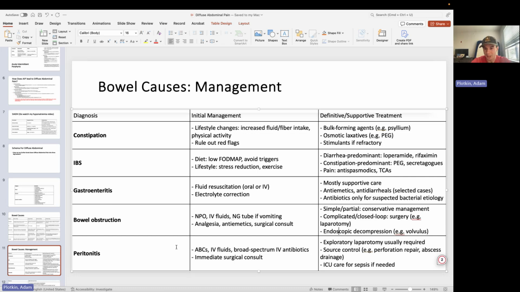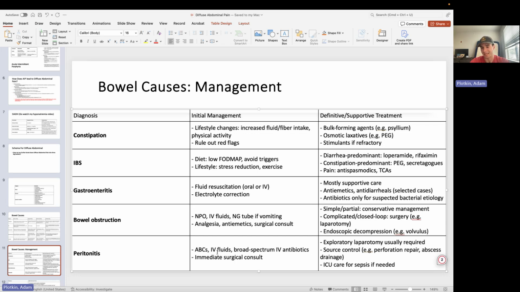Peritonitis: we're going to assess our ABCs, airway, breathing, circulation, give IV fluids and broad spectrum IV antibiotics. If we're thinking about what's going on, this is in my gut, so really good broad spectrum antibiotics for the gut are going to be things like piperacillin-tazobactam, ampicillin-sulbactam, right, things like that. Ciprofloxacin has really good GI penetration. Metronidazole is a really good antibiotic as well. So those are all drugs I would consider.